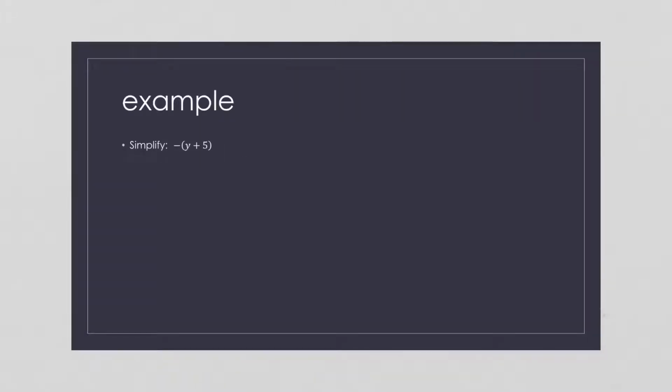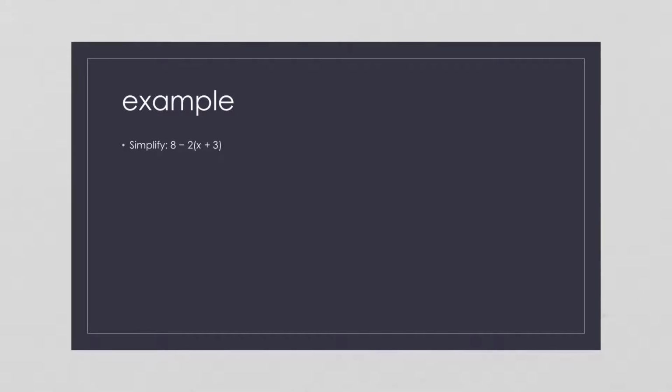For whatever reason, this tends to mess with people whenever you don't see that number out front. So if this bothers you, then just rewrite it like this. Now distribute that -1. -1 times y is -y. -1 times 5 is -5. And those are not like terms, so we're finished.